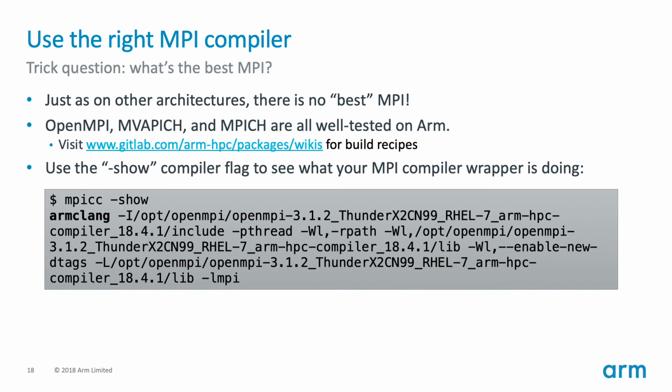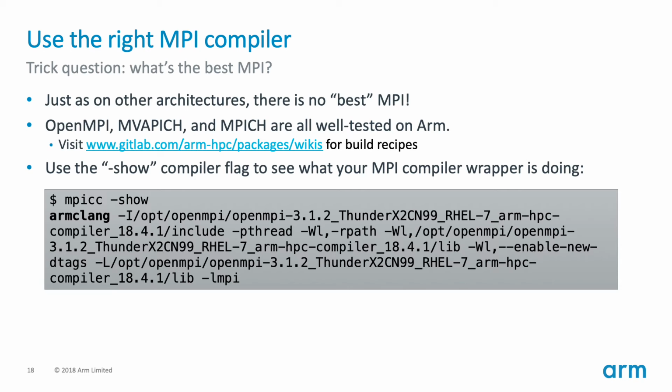The next thing you want to do is make sure you're using the right MPI compiler. I get this question a lot. People ask, what is the best MPI for ARM? And really, it's a trick question because ARM is no different from other architectures in this regard. There is no "best MPI." That depends on your needs. It depends on your application. Depends on a lot of factors.